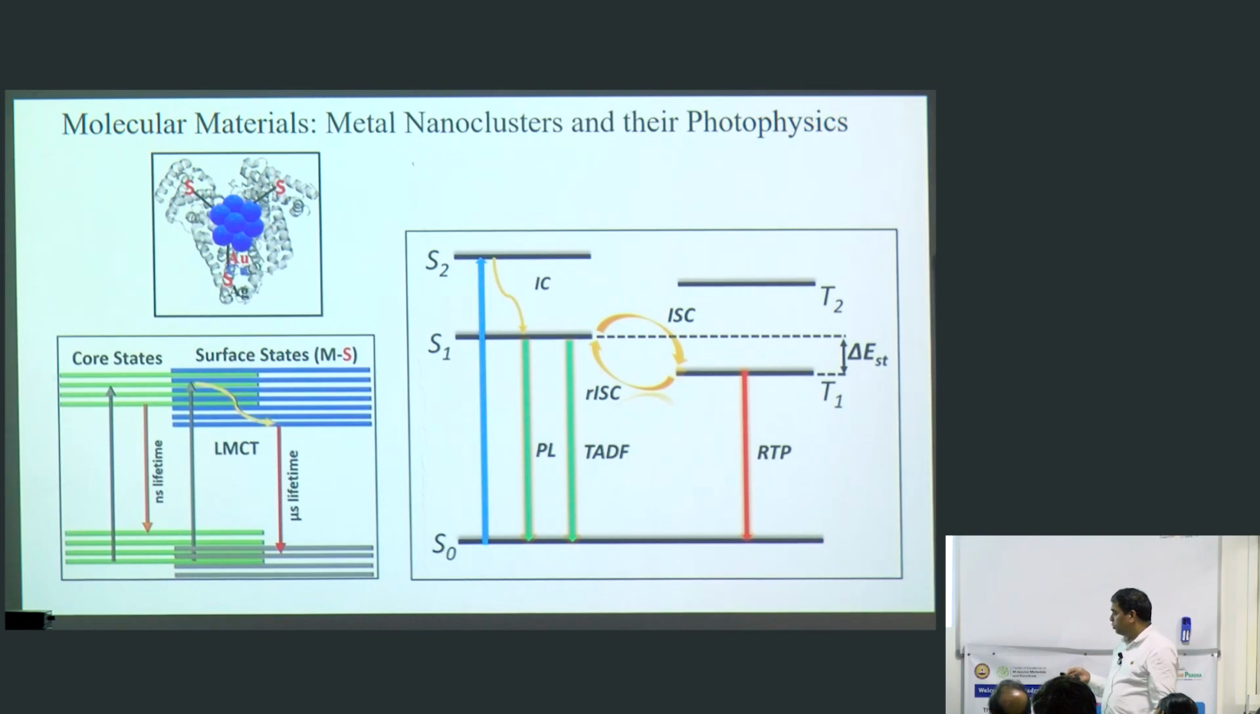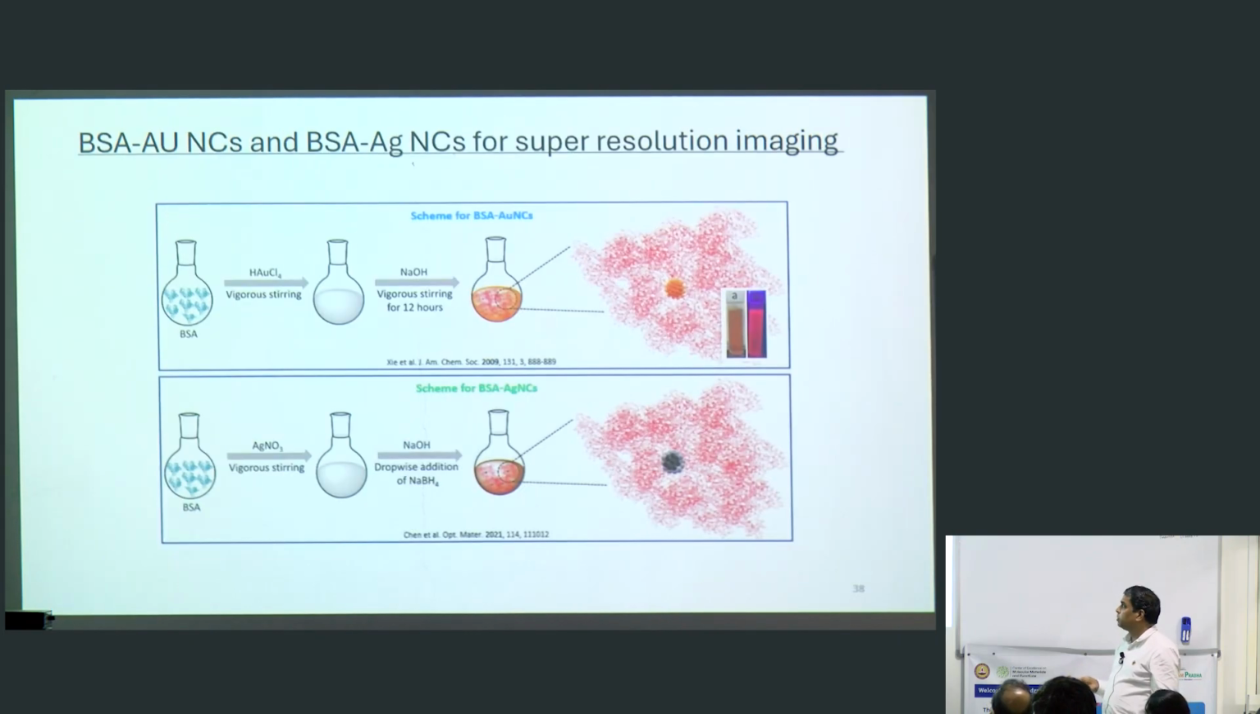Okay, so I'm not going into this one. Professor Pradeep already talked about the molecular materials and all these things. So here what we do is we use protein-conjugated nanoclusters. The purpose was simple, because this protein, which is called bovine serum albumin, is very prone to go to the lysosomes. So inherently we have designed this so that it can go to the lysosome for imaging.